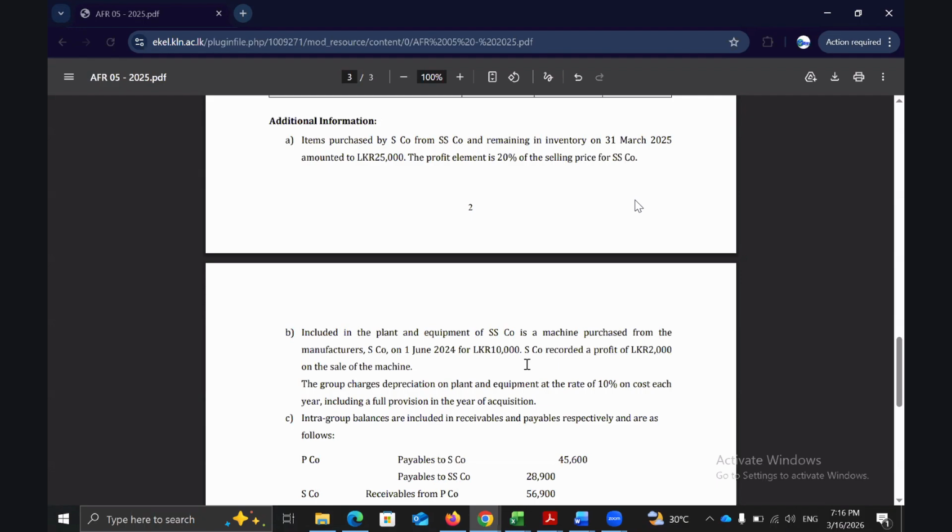Okay, first we'll take the unrealized profit of this intragroup transaction. How much is it? It is 2,000. And who holds this 2,000 unrealized profit? Who holds this 2,000 unrealized profit?